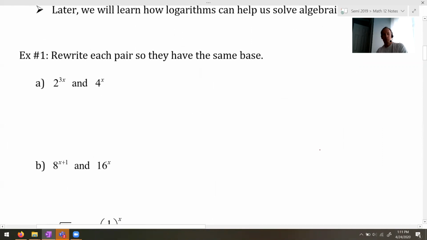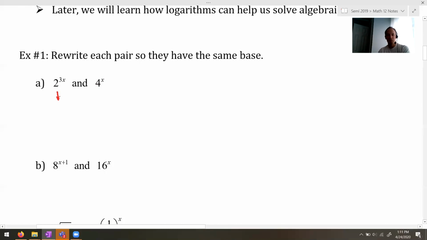So example one's very simple here. Rewrite each pair so that they have the same base. So if we have 2 to the 3x and 4 to the x, the exponents are not so important. How do we get these into the same base? It's pretty simple. We could express both of these as powers of 2. You could arguably express them both as powers of 4, but it's going to be much easier to get it down to the simple number.